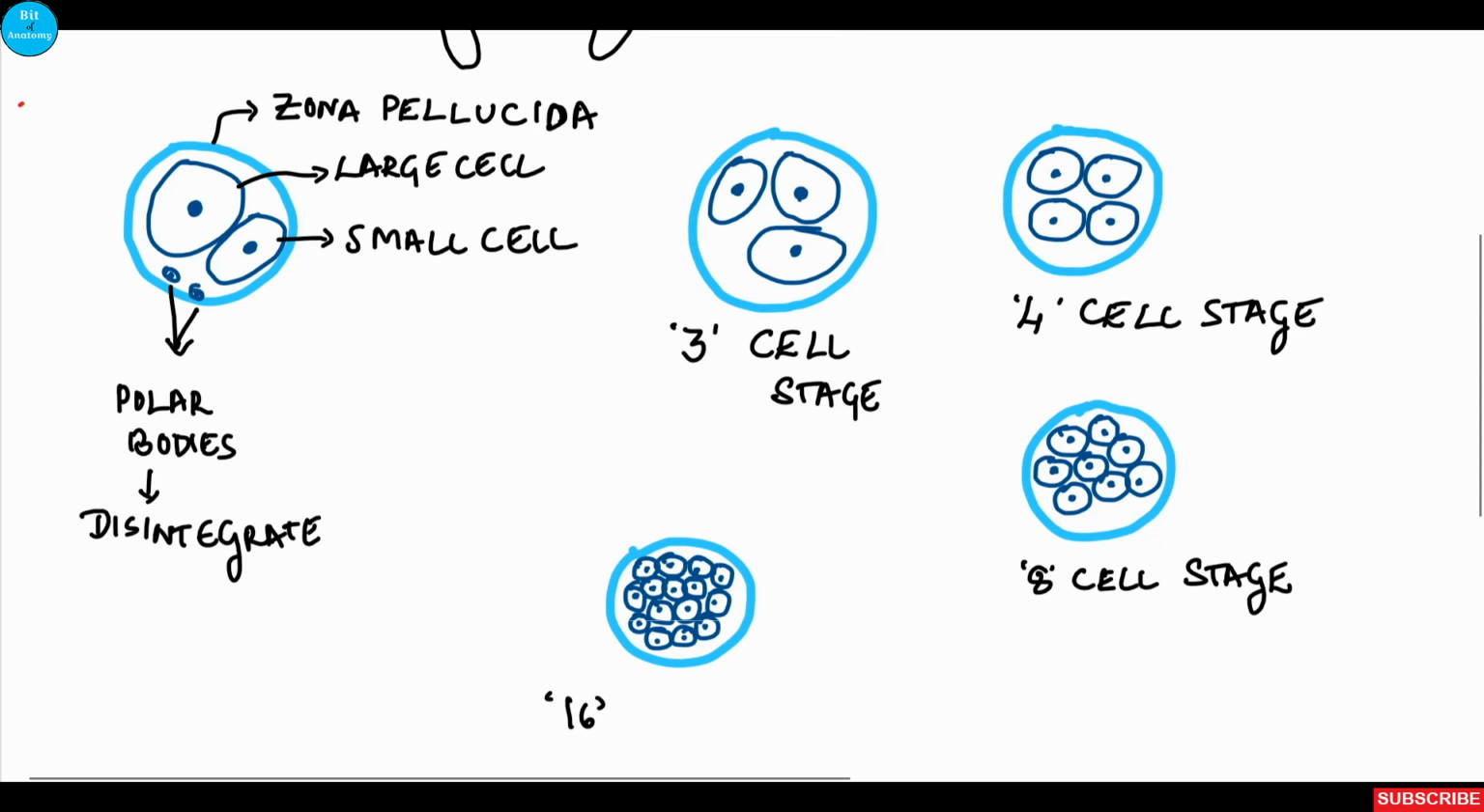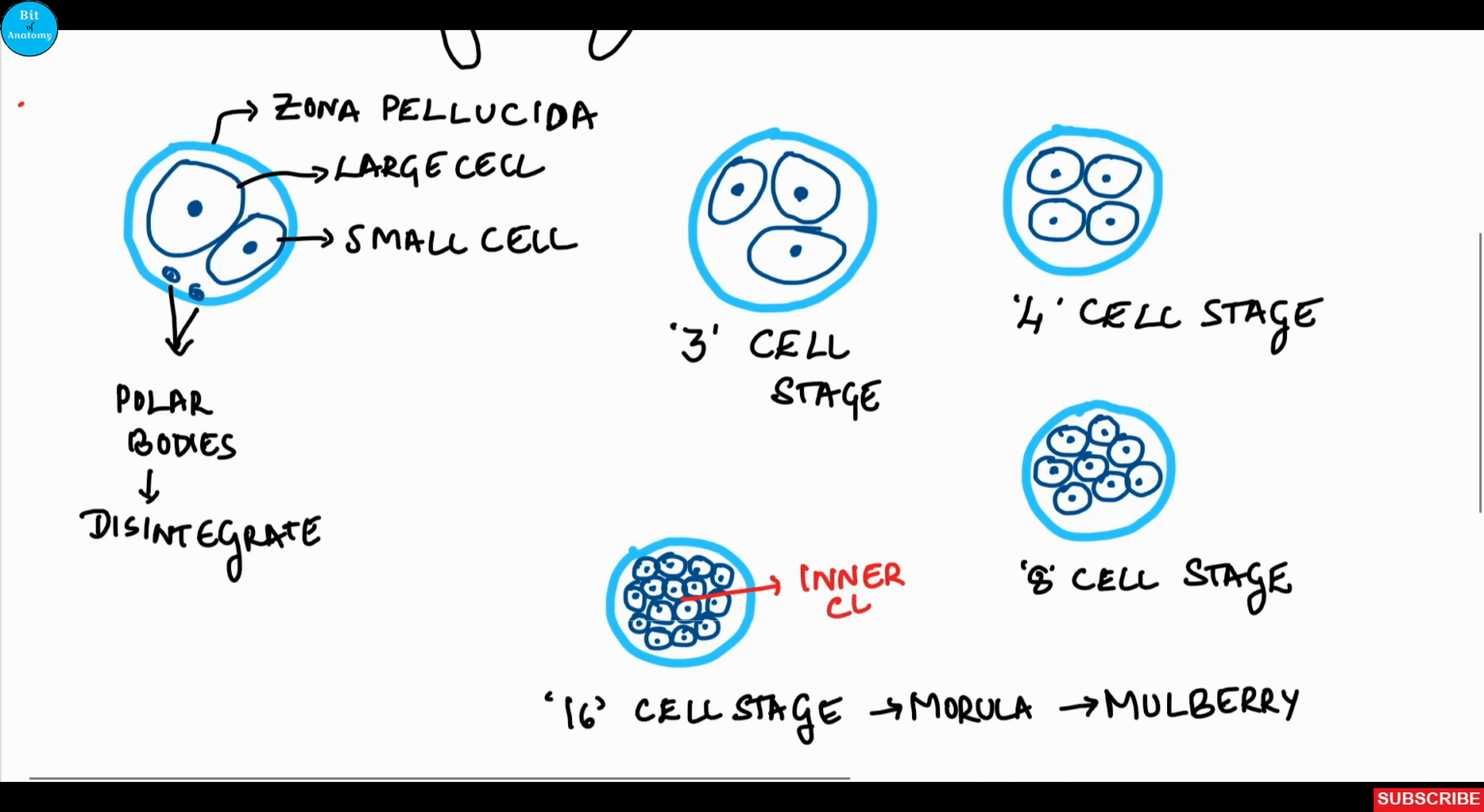This 16-cell stage appears like a mulberry, hence it is also called the stage of morula. In this morula, the cells are differentiated into an inner cell mass and an outer cell mass. The uterine milk coming from the uterine glands will seep into the developing embryo and occupy the space between the inner cell mass. These smaller spaces will coalesce and gradually increase in size.